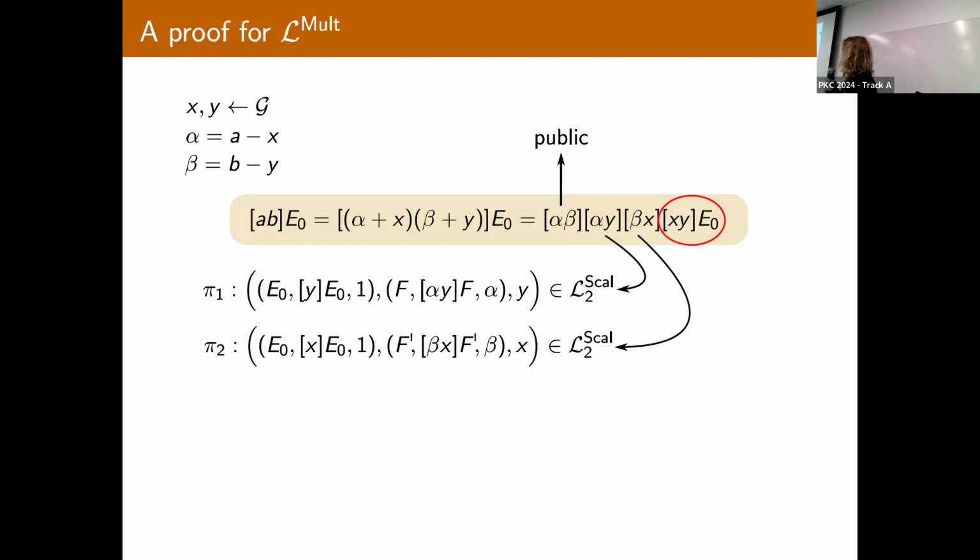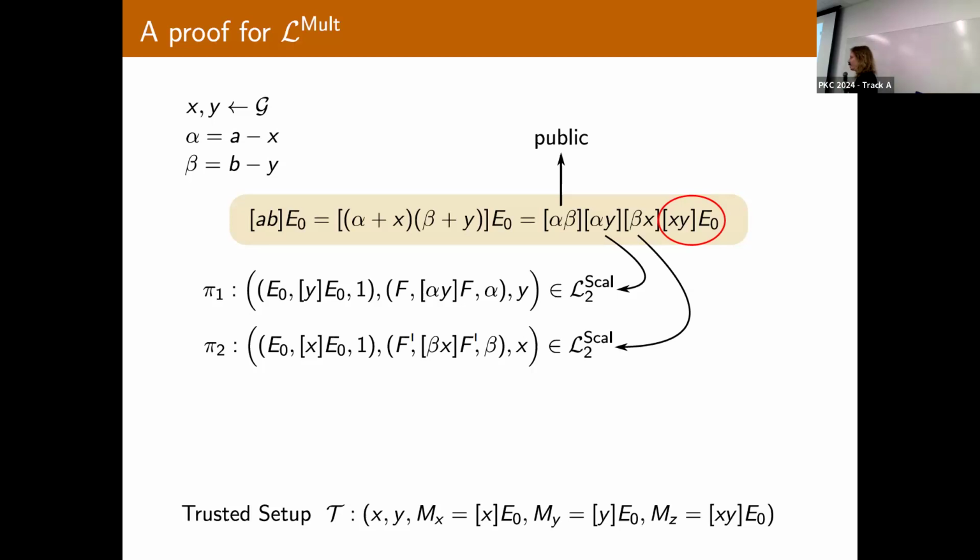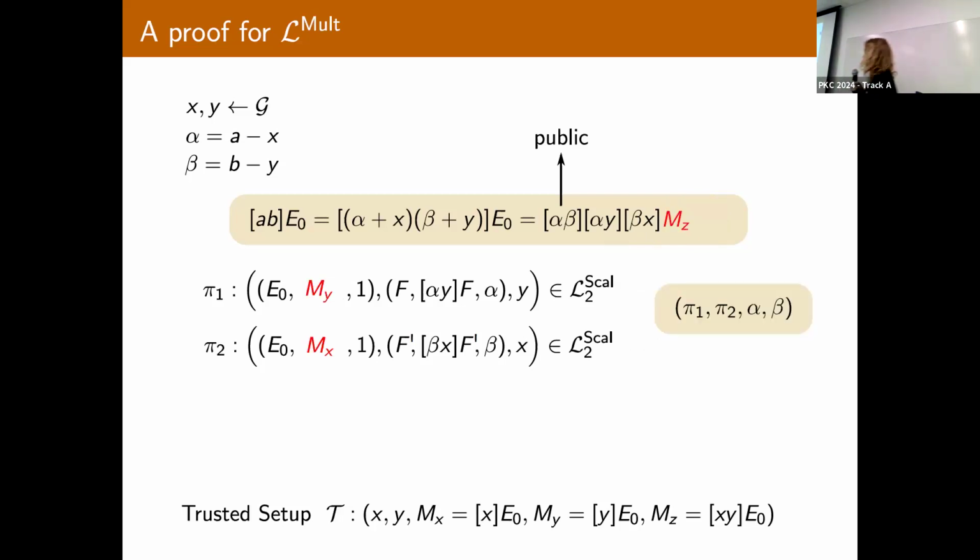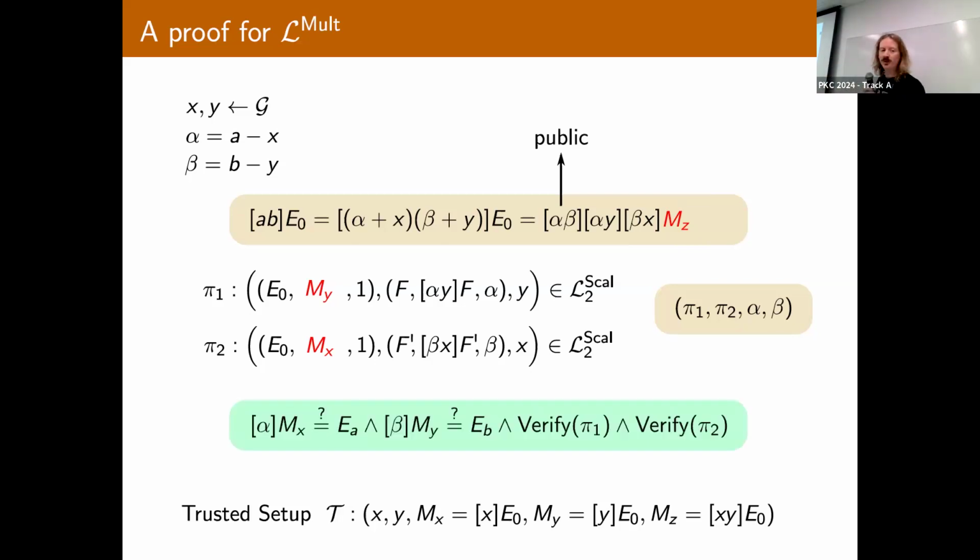So what we can do here is use a trusted setup. We assume we have a trusted setup that generates an X and Y, sends them to the prover, and also computes these three curves and publishes them. So everybody can access these three curves. The verifier knows that these three curves are computed correctly, and the prover can use this trusted setup for any A and B. Then we plug in these three curves. For this last part, we just use NZ, and for the other curves in the proofs, we also use the trusted curves. The verifier can then verify these two scalar proofs and can also verify alpha and beta using these curves. So that's good, but we can do better.